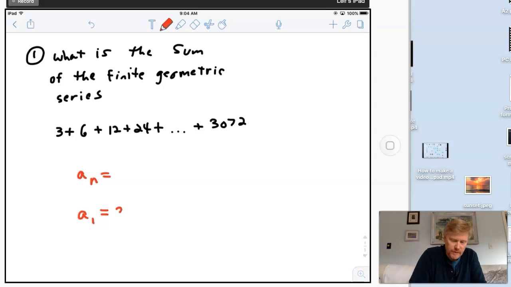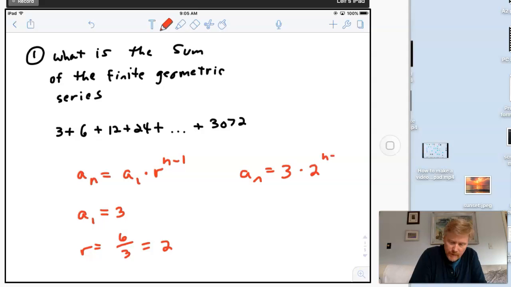So first thing, I need A of 1. What's the first number in the sequence, which is 3. Next thing I need is the common ratio. So if I take the second number and I divide it by the first number, I get the common ratio. So now that I've got that, I can plug it into my equation, which is A of 1 times r to the n minus 1. So I get A of n equals 3 times 2 to the n minus 1.